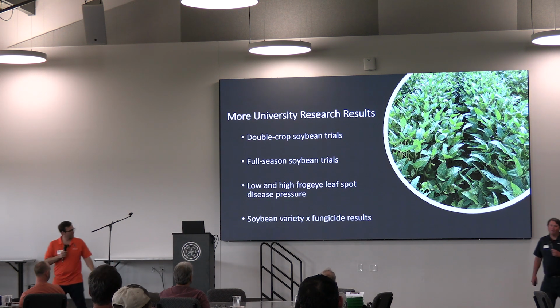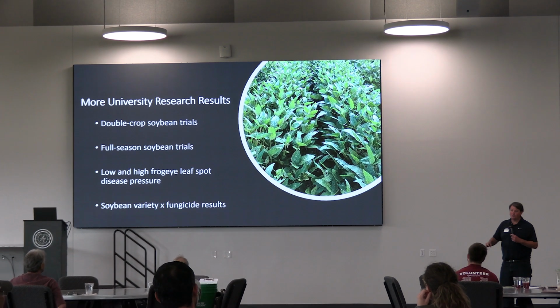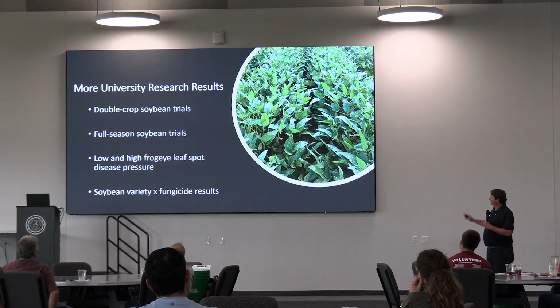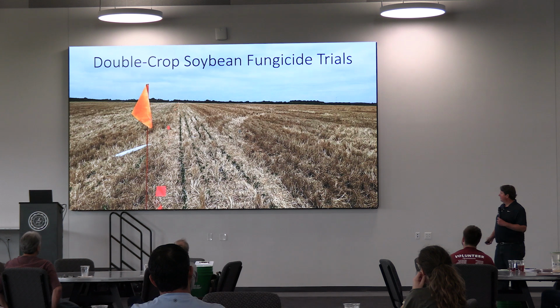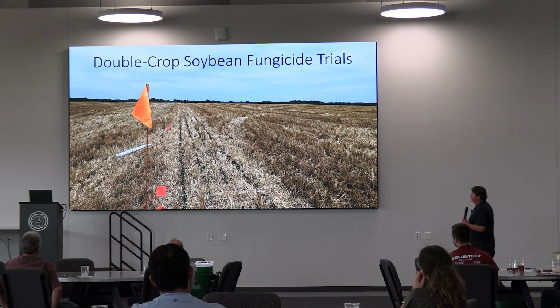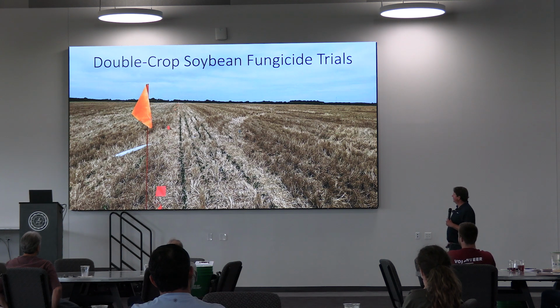So we're going to talk a little bit more about some university research trials. Some of these will be double crop soybean trials, which we haven't really talked about yet, full season soybean trials, and then some trials that were really focusing more on frogeye leaf spot. So double crop trials, we've got some multi-state fungicide trials to show here, as well as some that are specific to Kentucky.